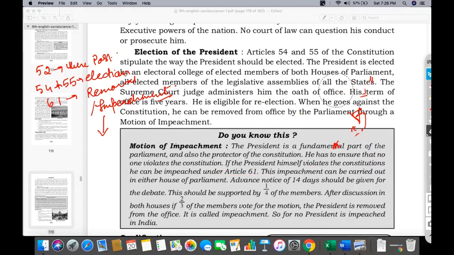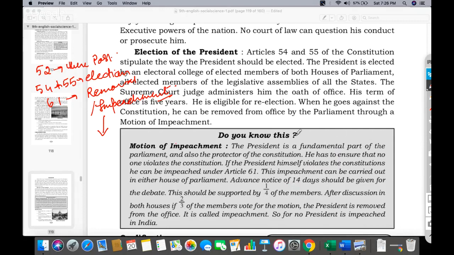It has been mentioned in Article 61. If any president has to be impeached, he has to be given 14 days of notice. And impeachment cannot happen just because I become a member of parliament and give a notice that I want to impeach the President of India. The procedure is not that shallow.